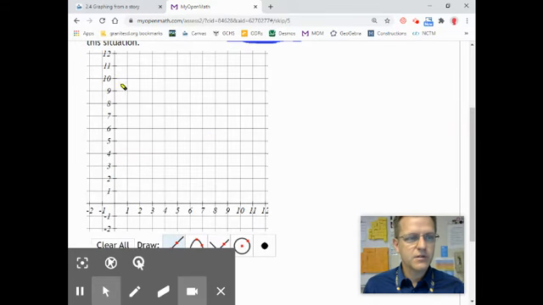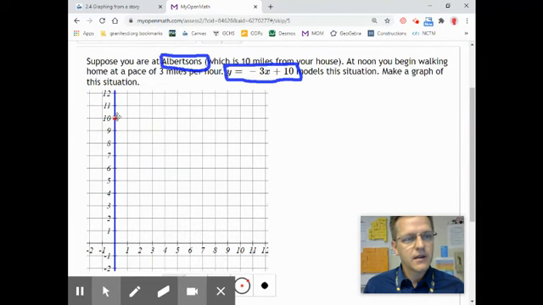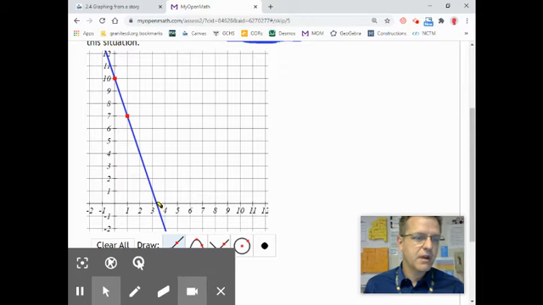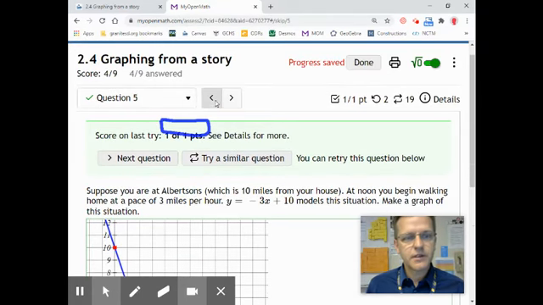So where should we start? We should start at 10 miles away. That's at the 0 point. Our y-intercept is at 10. And we're going to come down 3 every hour. All right, there you go. So you can see that you would get home at about 3 1/3 hours. So that would be 3 hours and 20 minutes, if that was the question. Cool. Let's continue.